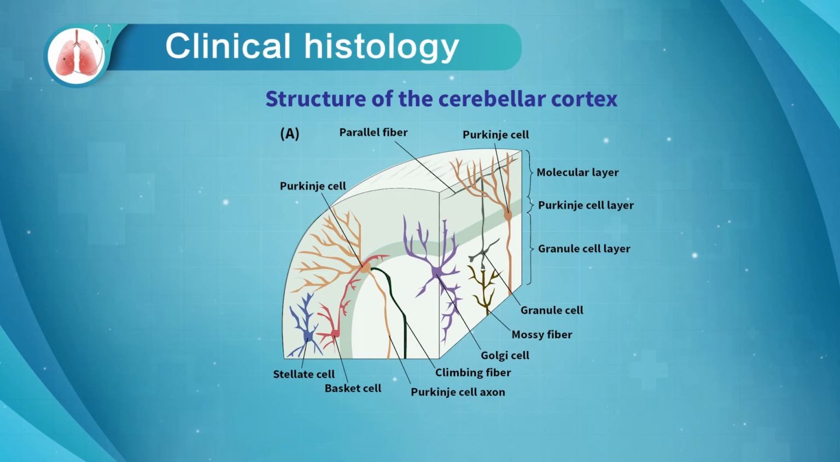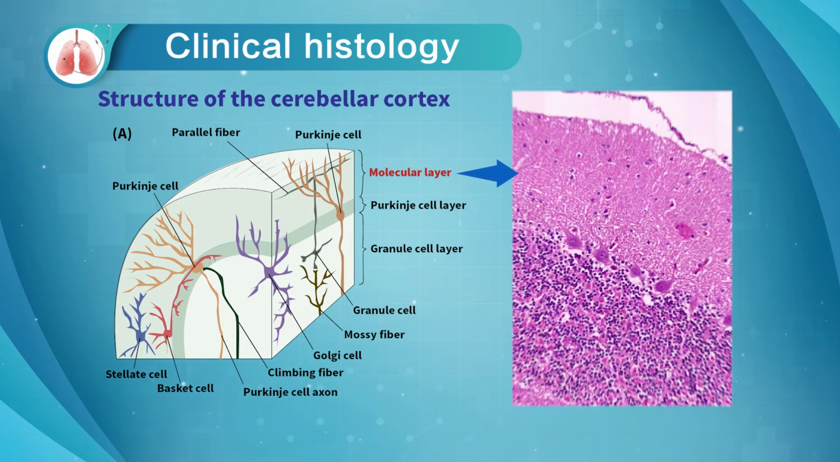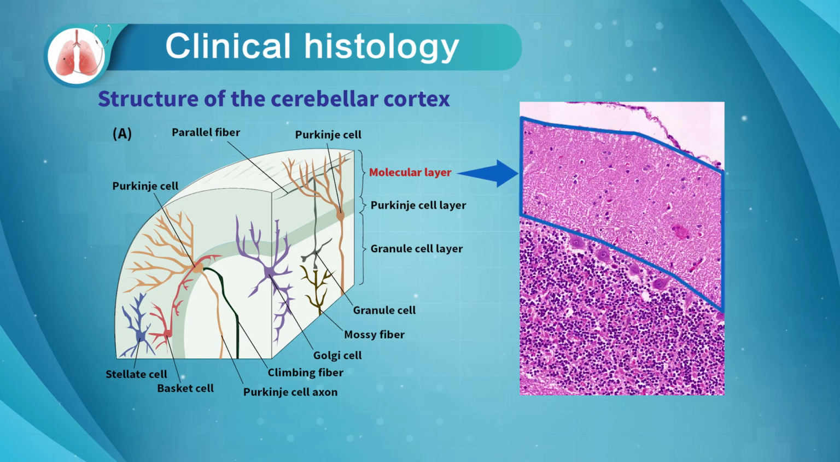Let's have a closer look into the cortex of the cerebellum. There are 3 layers in the cerebellar cortex. From outside inward, we have the molecular layer, the Purkinje cell layer, and the granular cell layer. These 3 layers are named according to the type of neurons. Let's begin with the molecular layer, which is the outermost layer of the cerebellum.